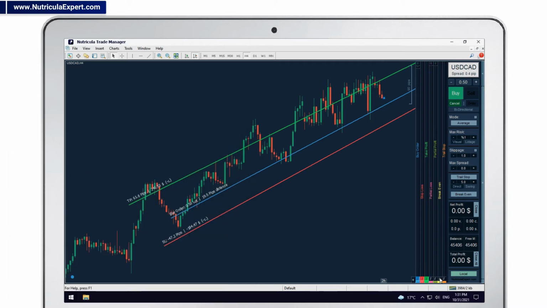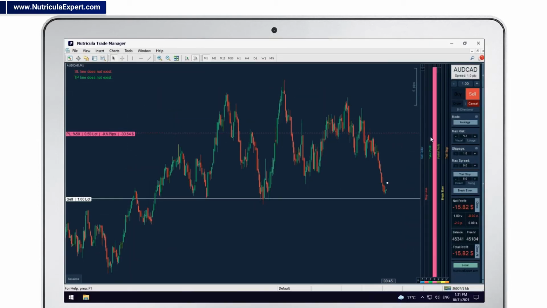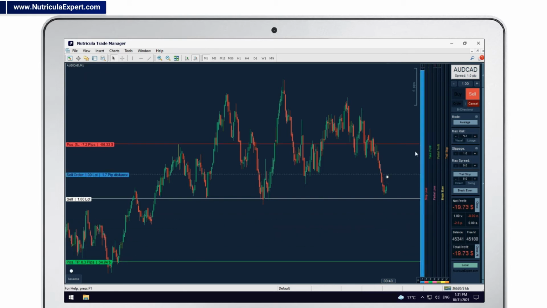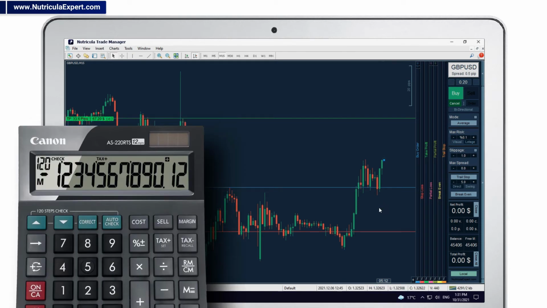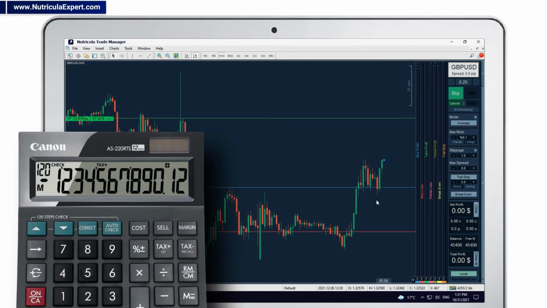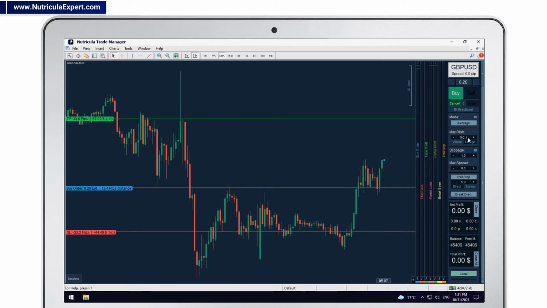This way, you can implement the complete plan that's on your mind at the beginning and leave everything to Nutricula. This powerful expert keeps you away from the human feelings that modern trade psychology strongly advises avoiding. Nutricula lines up its troops to protect your capital. That's not all. With Nutricula, you can forget about your calculator and instead of wasting your time determining the volumes of your orders, just specify a percentage of your capital you're willing to put at risk and have Nutricula calculate the volume.